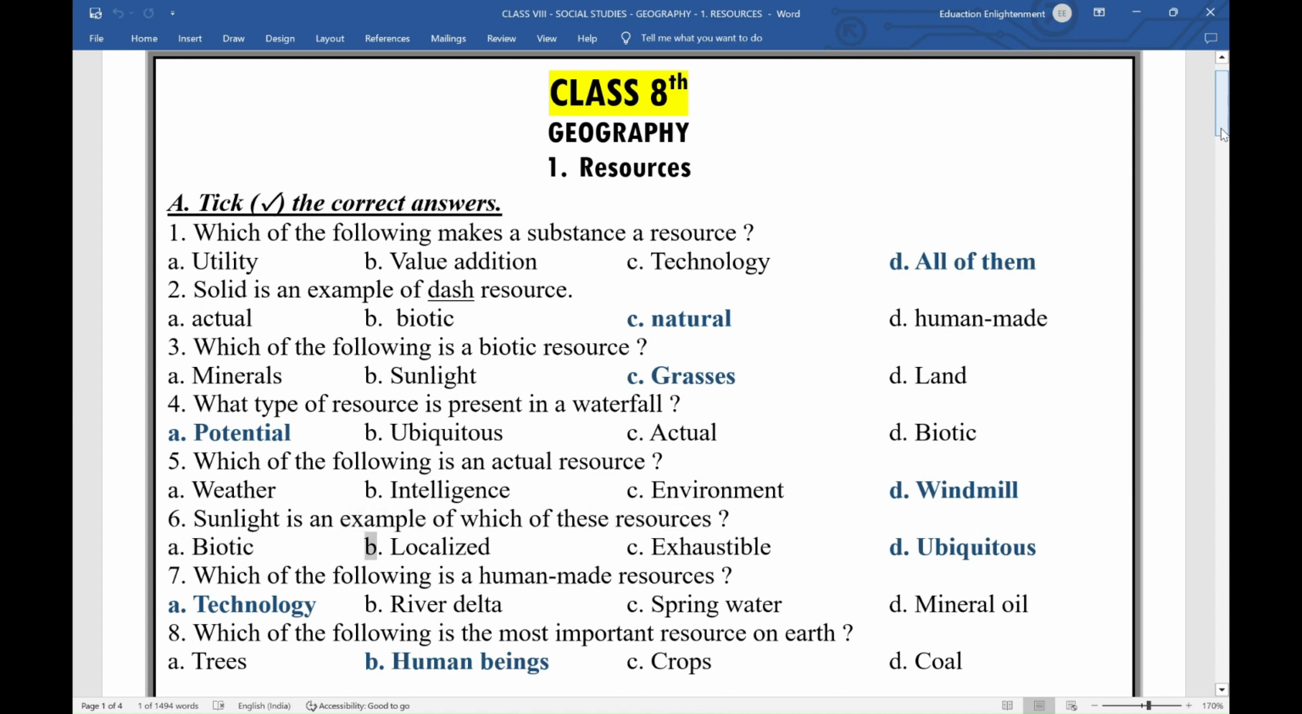A. Biotic. B. Localized. C. Exhaustible. D. Ubiquitous. 7. Which of the following is a human-made resource? A. Technology. B. River delta. C. Spring water. D. Mineral oil. 8. Which of the following is the most important resource on Earth? A. Trees. B. Human beings. C. Crops. D. Coal.